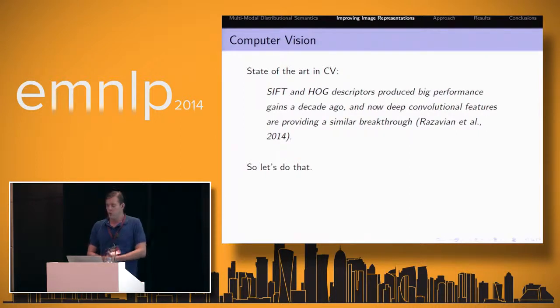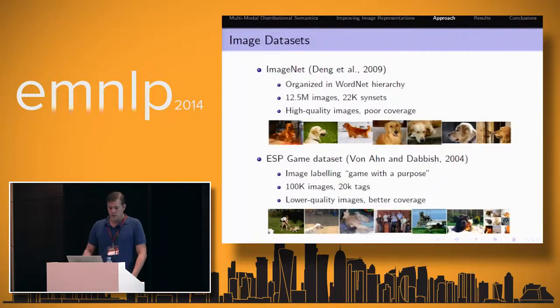However, as some of you may know, computer vision has since moved on. There's been a revolution going on in computer vision where people have all jumped to convolutional neural networks. This is a quote from a recent survey paper that says, SIFT and HOG descriptors produced big performance gains a decade ago, and now deep convolutional features are providing a similar breakthrough. So we should move along with the state-of-the-art in computer vision and take this revolution to multimodal semantics as well.